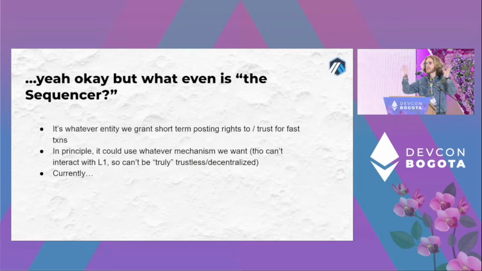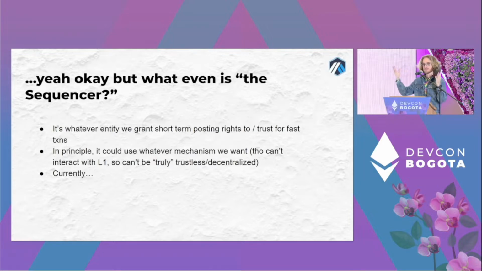So I've just been talking about the sequencer like it's my friend or something. But what actually is it? Basically, we define the sequencer as this entity that can give these fast promises and has all the properties that I described. But you might ask, how does it decide which transactions to include? Who controls it? In what order do these transactions go? The design space for what the sequencer is is pretty open. It could be anything, right?